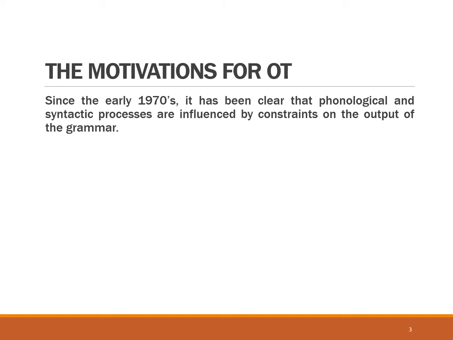So the central assumption is that there are output constraints, and constraints which operate in the mapping from input to output. And these are the things which make OT very different from other theories. And here there are two kinds of influences which are identified to have a very big role in the emergence of OT as a theoretical framework.